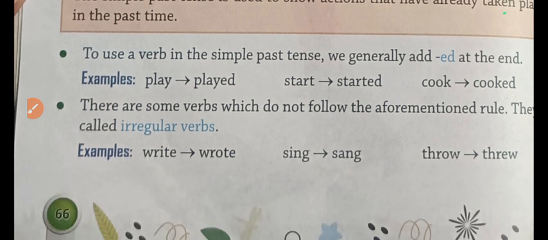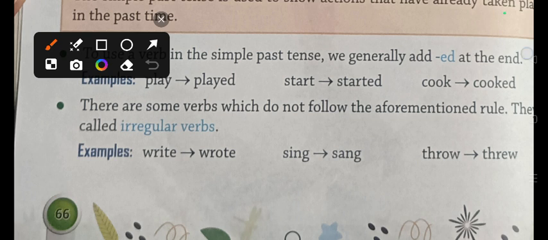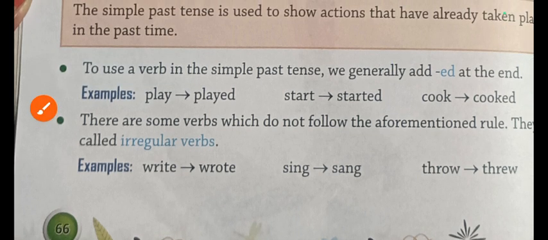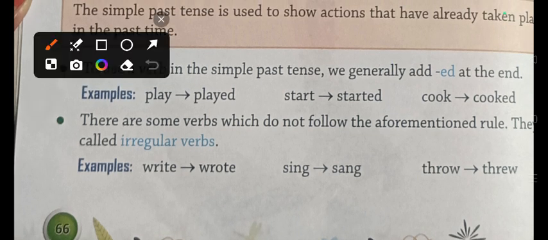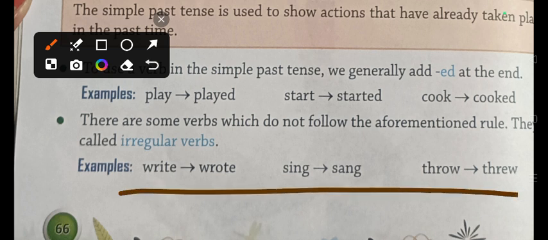To use a verb in the simple past tense, we generally add ed at the end. It happens with the regular verbs, right? और जो irregular verbs होते हैं like write, wrote, you can learn that we use the second form of the verb, okay?